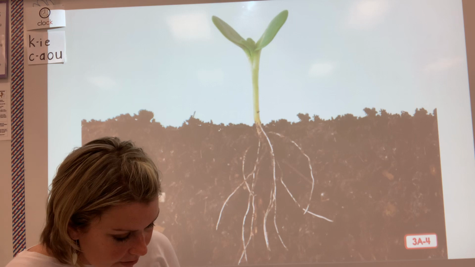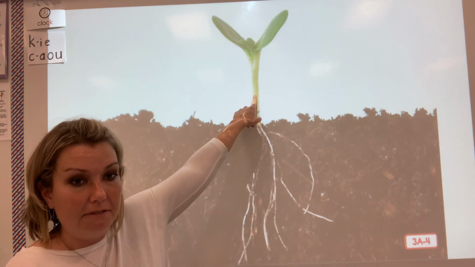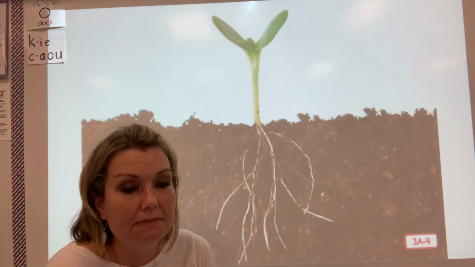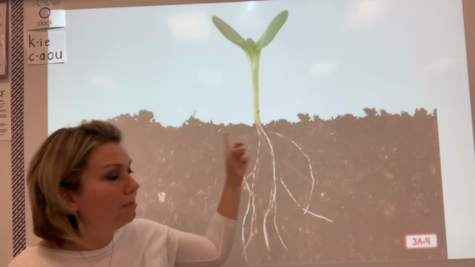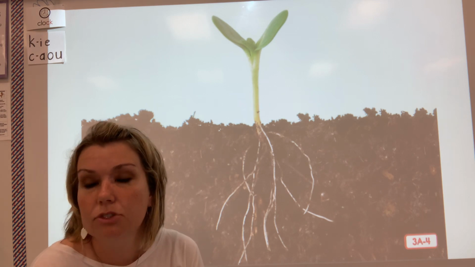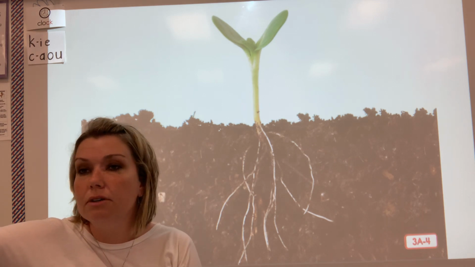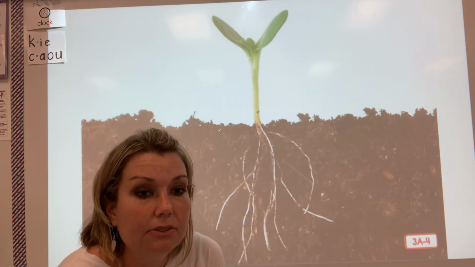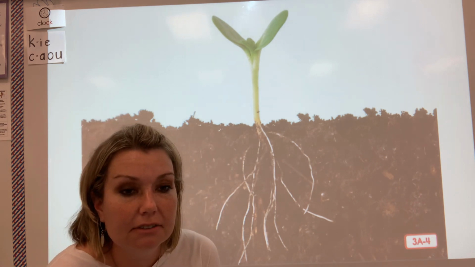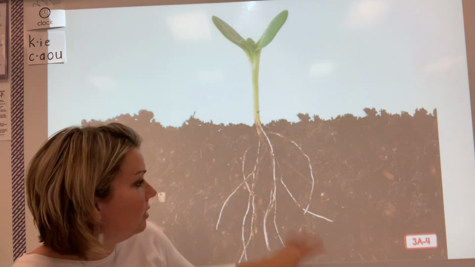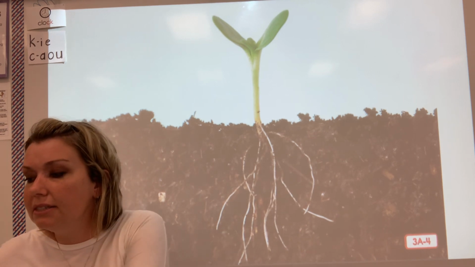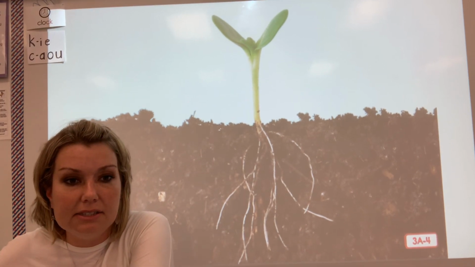What parts of a plant does this seedling have? Ooh, tell me what this seedling has that are parts of a plant. Russell, tell me some of the parts of the plants in this seedling. Jackson, bring me your computer. Russell, yeah. It has leaves. What else does it have? A stem, and what's down here? Roots. That's exactly right. It has leaves, stems, and roots.